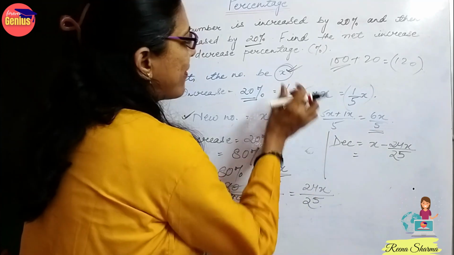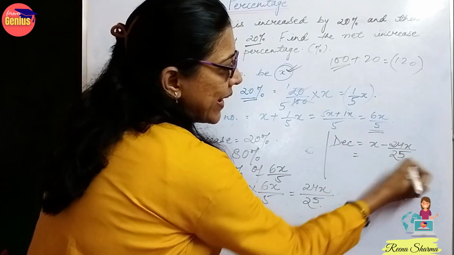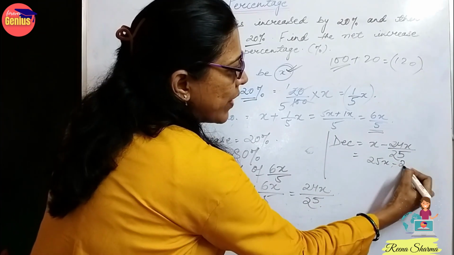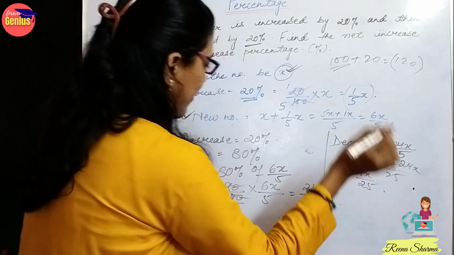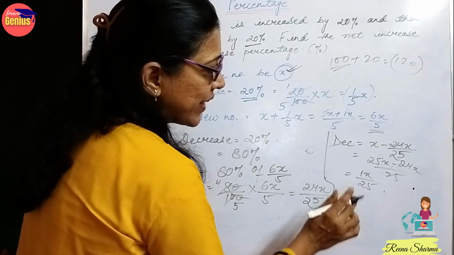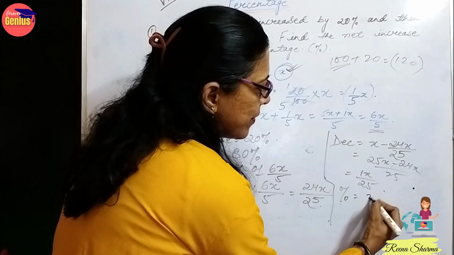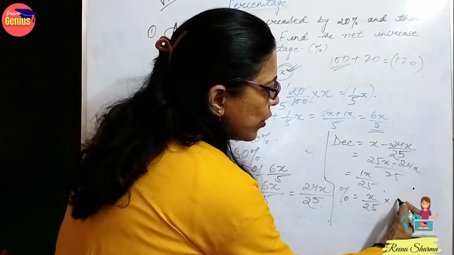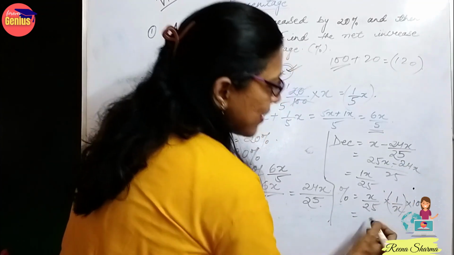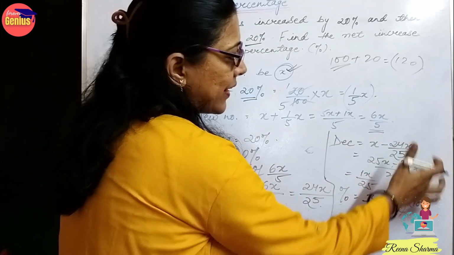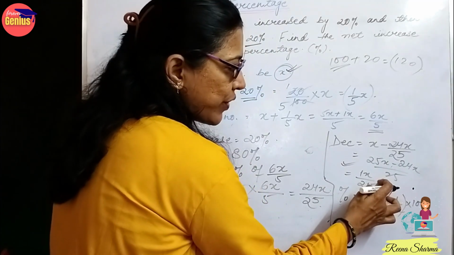I will reduce the value of x by this. So when I calculate 25x minus 24x by 25, this is equal to 1x by 25. Now, how to find the percentage of decrease? The percentage of decrease is equal to x by 25 into 1 by x into 100. Why 1 by x? Because I am finding the decrease percentage, so it will be calculated on the decrease value which we got.